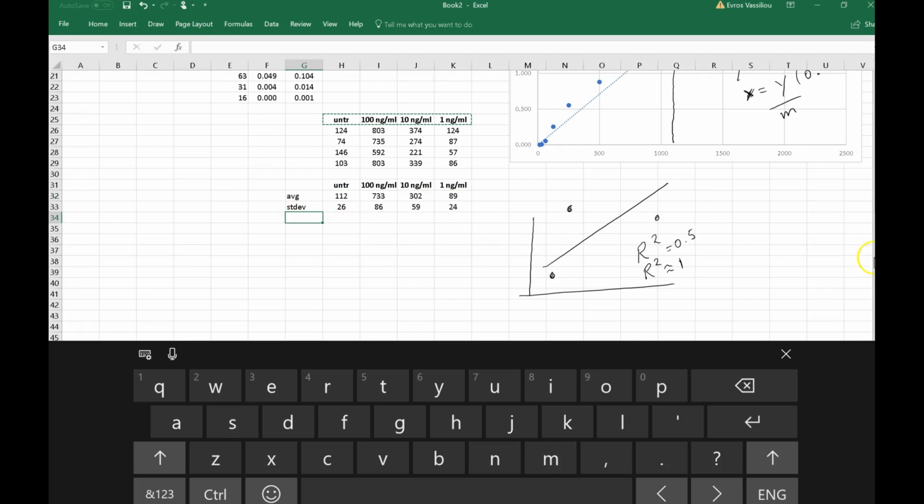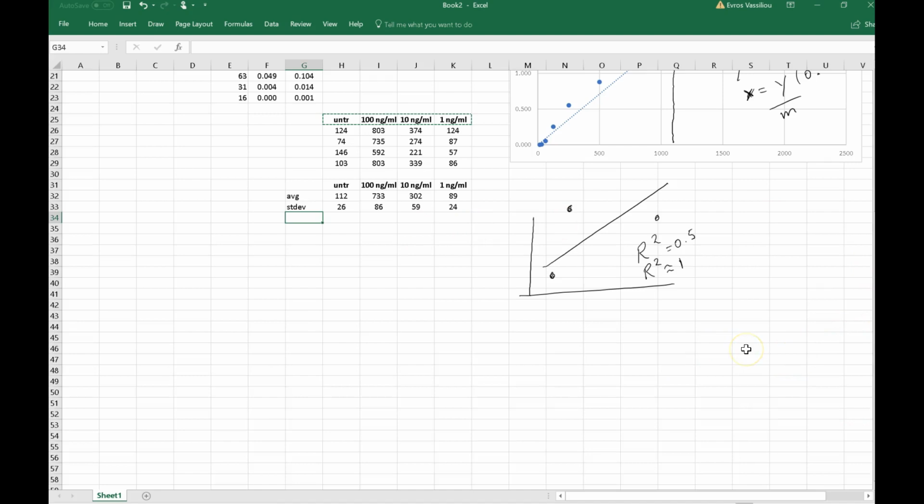Now, look at the numbers. The numbers tend to be not so pleasant to the eyes, right? What am I interested to see? I would like to compare, for example, my untreated versus my 100 nanograms. Or maybe my untreated versus my 10 nanograms.